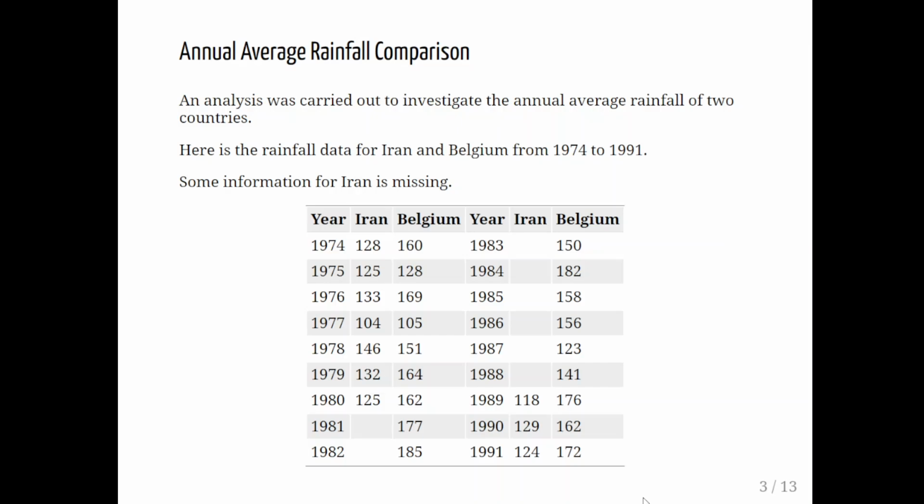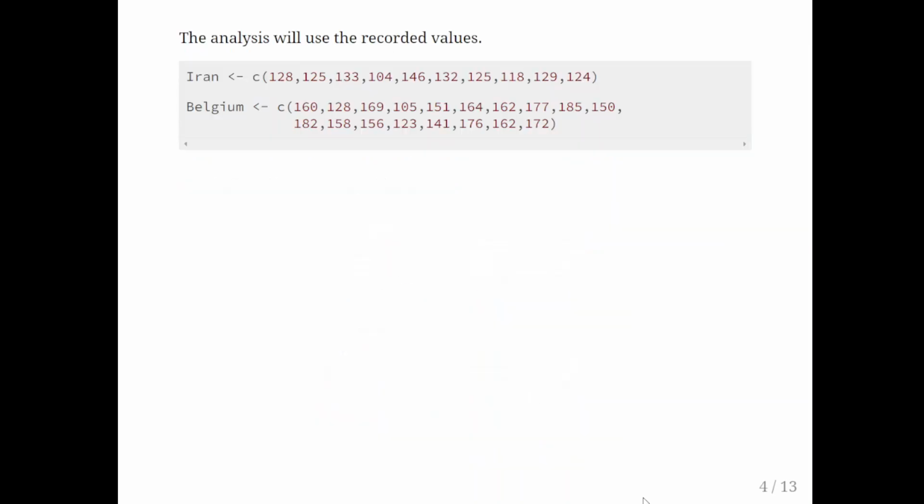So here is the rainfall data for Iran and Belgium from 1974 to 1991, and some information for Iran is missing. Okay, so we have some years there and the annual average rainfall in both countries, but some Iranian data is missing in the 80s. Anyway, so we're going to set it up like that. We'll just use the recorded data sets as is for this analysis.